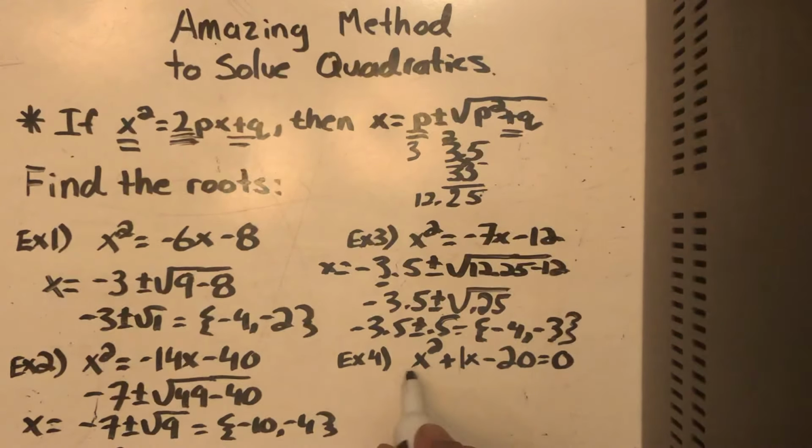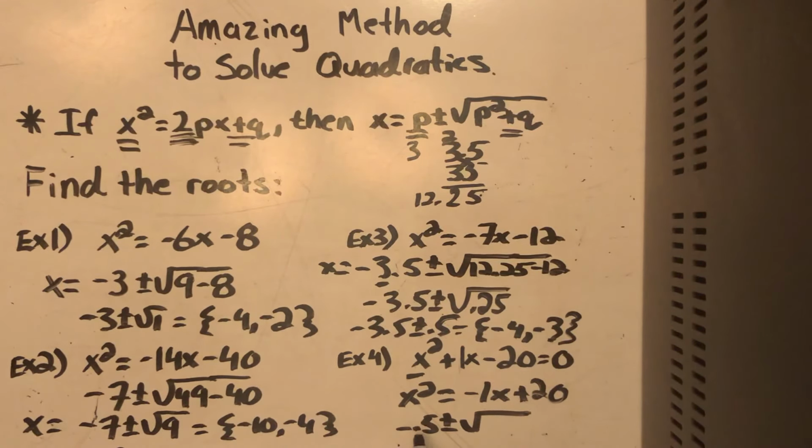Now notice how the x squared term is not isolated. So I have to subtract this and add this to both sides. So just an easy trick is, if you want to bring a term over to the other side, just change the sign. So I get x squared equals -1x plus 20. Great. What's half of -1? -0.5 plus or minus the square root of. Now -0.5 times -0.5 is 0.25. Then I have plus 20. So -0.5 plus or minus the square root of 20.25.